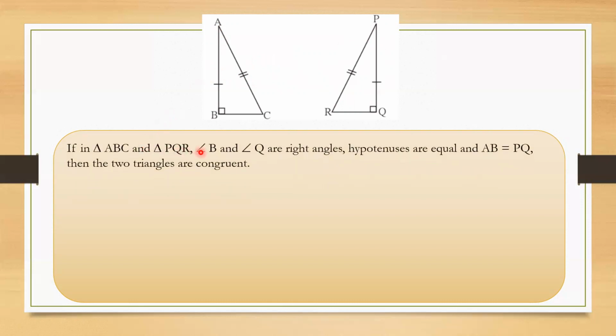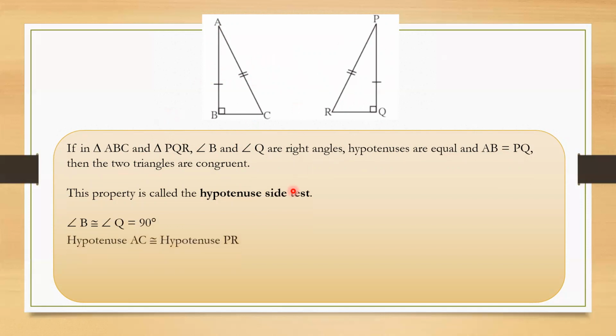So in triangles ABC and PQR, angle B and angle Q are right angles. Yes, hypotenuses are equal, and AB is equal to PQ, that is the extra side. Then the two triangles are congruent, and this property is called the hypotenuse side test. So let us write down: angle B is congruent to angle Q, which is 90 degrees. Hypotenuse AC is congruent to hypotenuse PR, and side AB is congruent to side PQ, and therefore both triangles are congruent. Triangle ABC is congruent to triangle PQR.